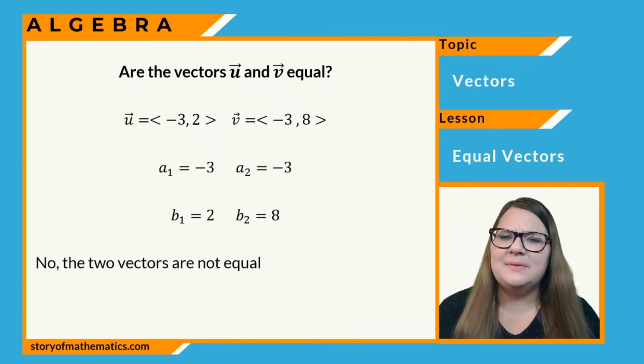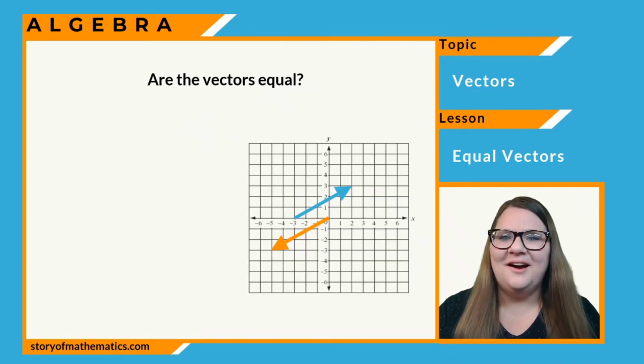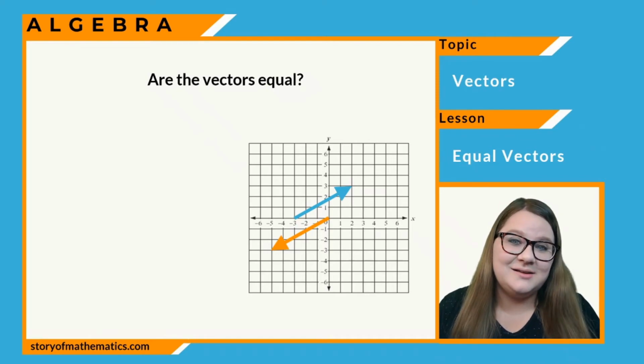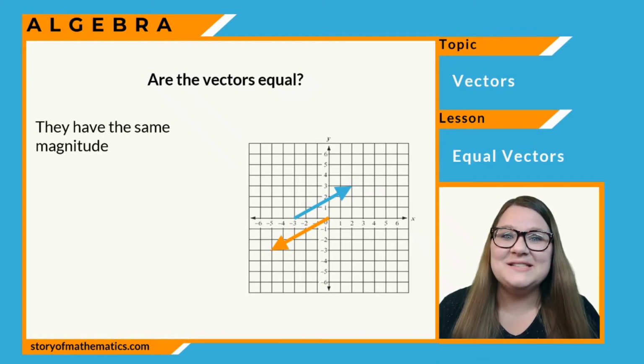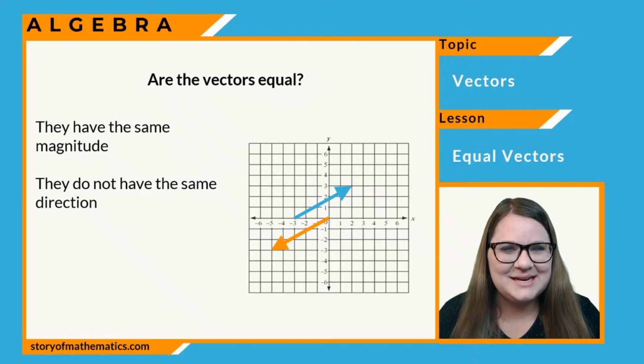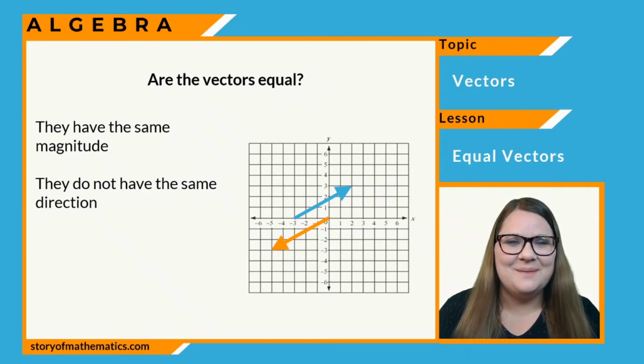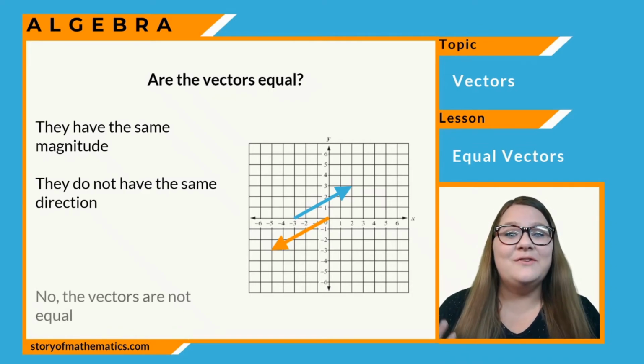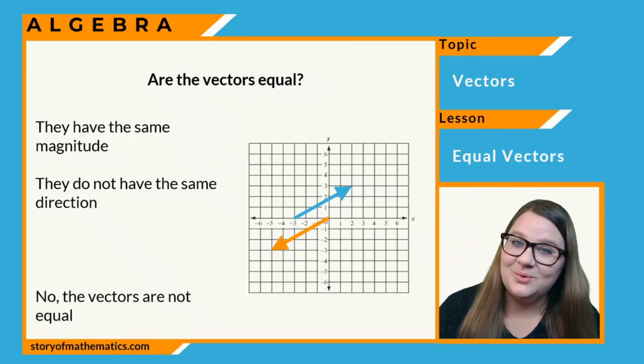What if I gave you something graphically though? All right, are these two vectors equal? Well, do they have the same magnitude? Yeah, they do, because they're the same length arrow. But they do not have the same direction. They're going in opposite directions. So the vectors are not equal.